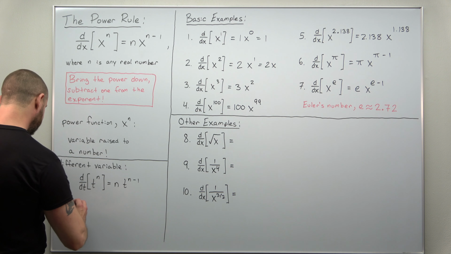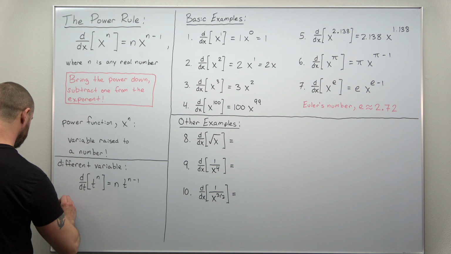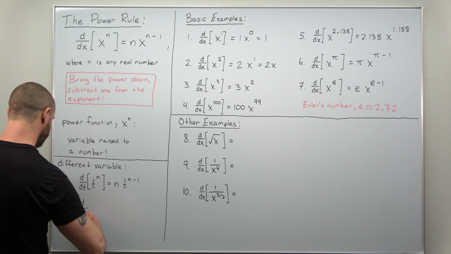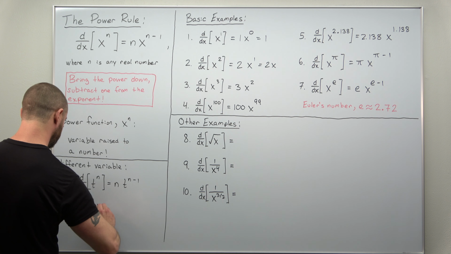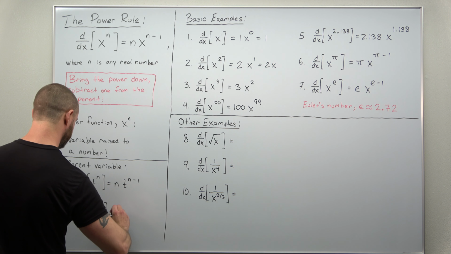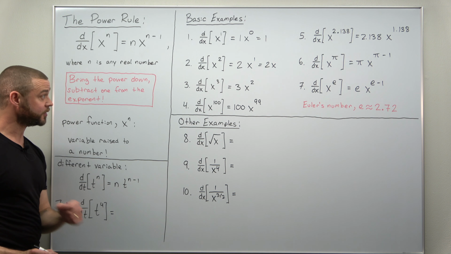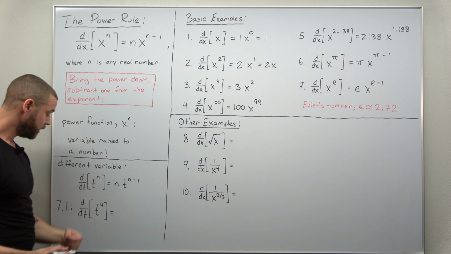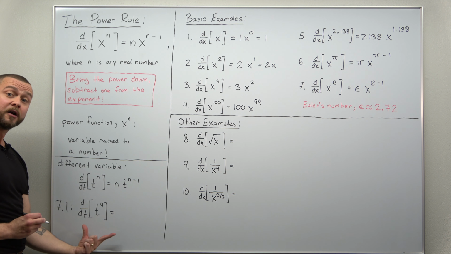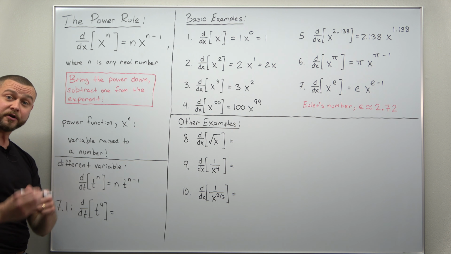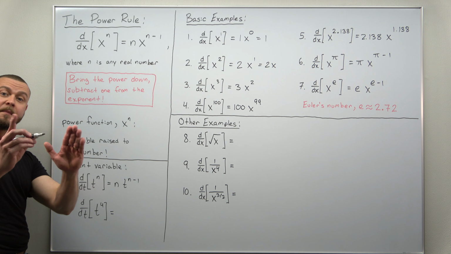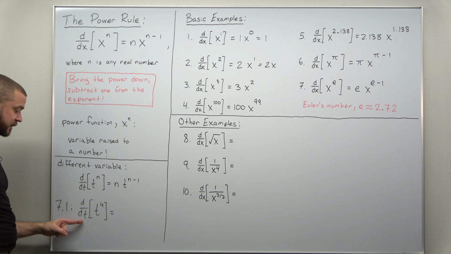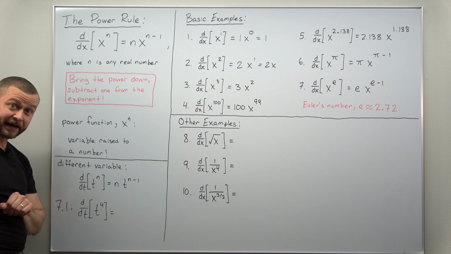So let's suppose, as in another example, we'll call this 7.1. Let's say we're differentiating with respect to t. Let's go with t to the 4th. That might be the example that occurs after differentiating x cubed. Well, here the power rule still works if you're using a different variable. Make sure you understand that. The power rule works for any variable as long as you're differentiating with respect to that variable.